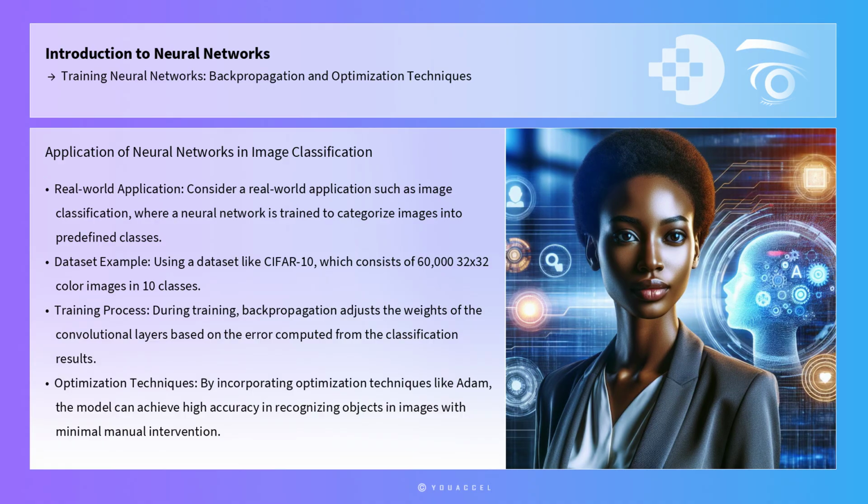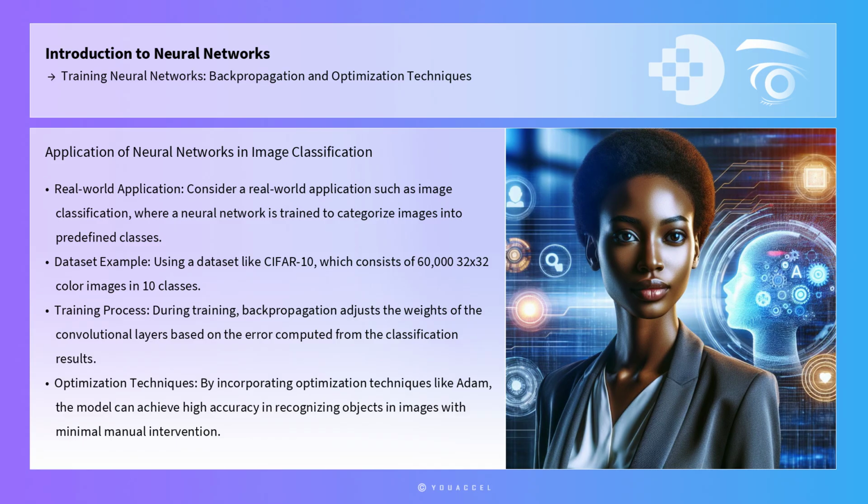Consider a real-world application such as image classification, where a neural network is trained to categorize images into predefined classes. Using a dataset like CIFAR-10, which consists of 60,000 32 by 32 color images in 10 classes, one can employ a convolutional neural network architecture. During training, backpropagation adjusts the weights of the convolutional layers based on the error computed from the classification results. By incorporating optimization techniques like Adam, the model can achieve high accuracy in recognizing objects in images with minimal manual intervention.